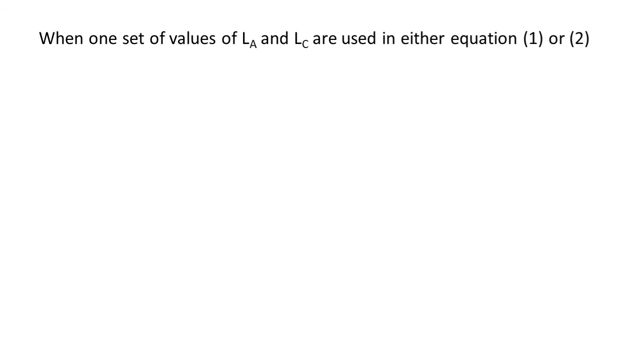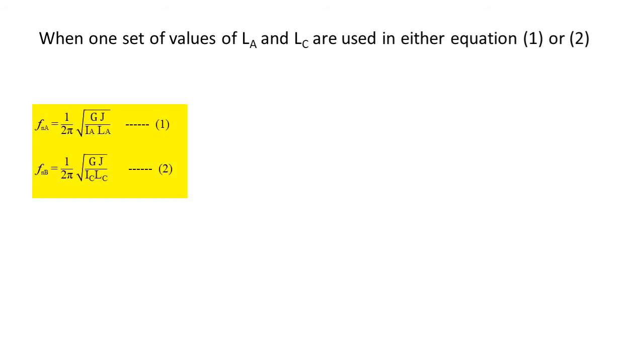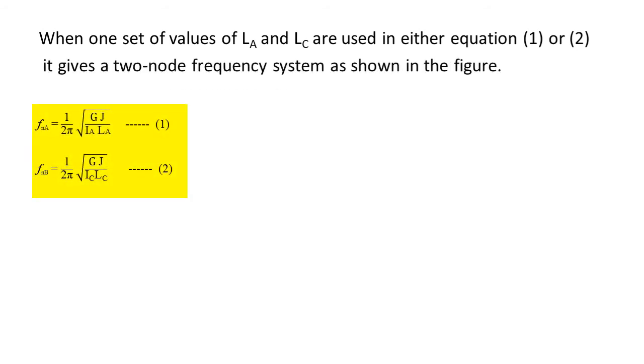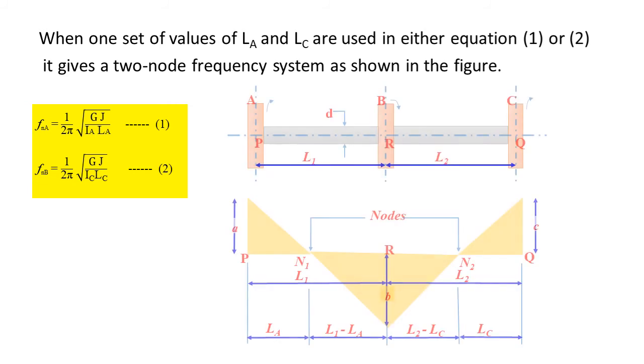When one set of values of La and Lc are used in either equation 1 or 2, it gives a two-node frequency system as shown in the figure. Node 1, node 2.